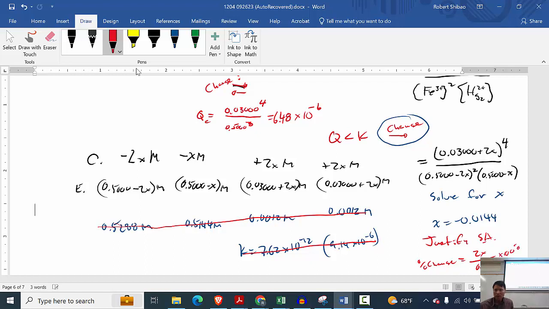And so we have our x here. So that's going to come out to 0.0288 divided by 0.5 times 100%.